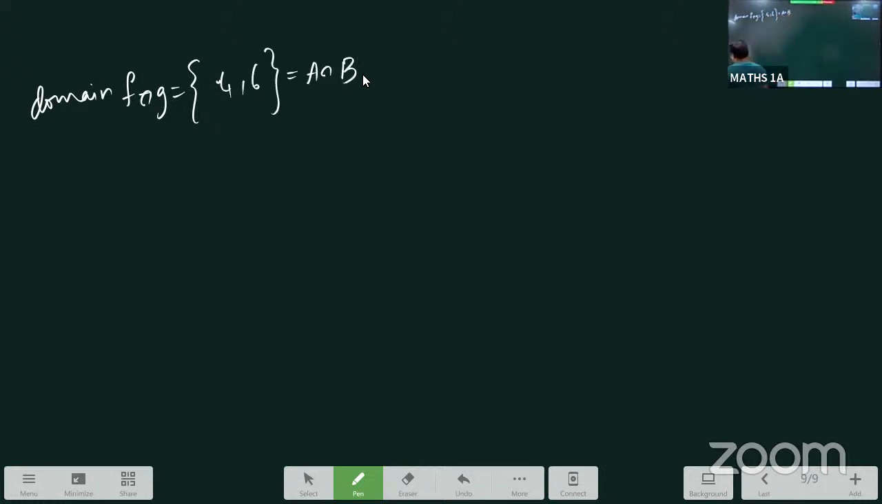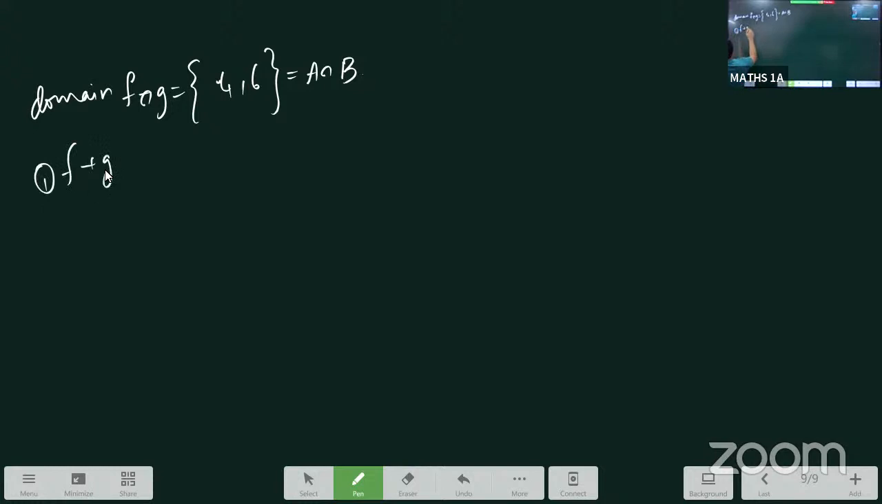Now I am going to find the domain of f intersection g, because in the given question I have f plus g, f minus g. There you should take the common domain. So what is your common domain here? That is 4, 6, right? Which is nothing but A intersection B. Okay. What was your first bit?